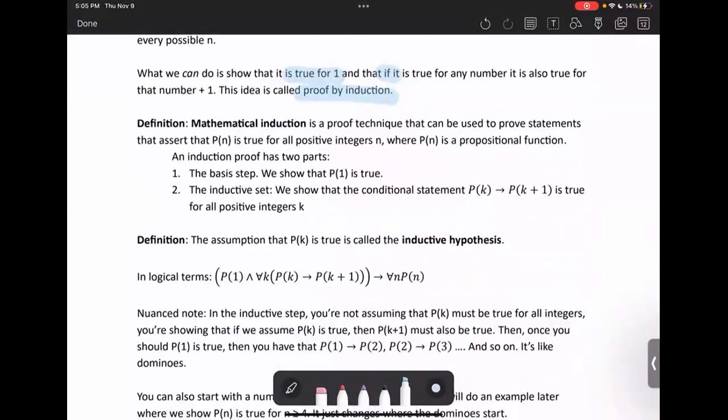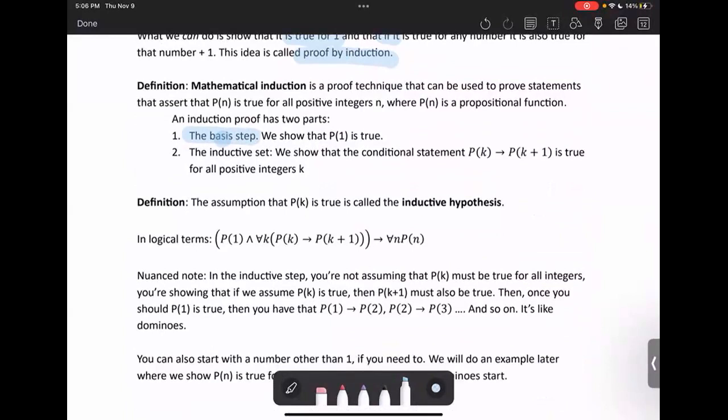So mathematical induction is a proof technique that we can use to prove statements that assert that P of n is true for all positive integers n, where P of n is a propositional function, right? So an induction proof has two parts. We have the basis step. The basis step shows that P of 1 is true, right? This statement is true when n equals 1. And then we have the inductive step. We show that the conditional statement P of k implies P of k plus 1 is true for all positive integers k.